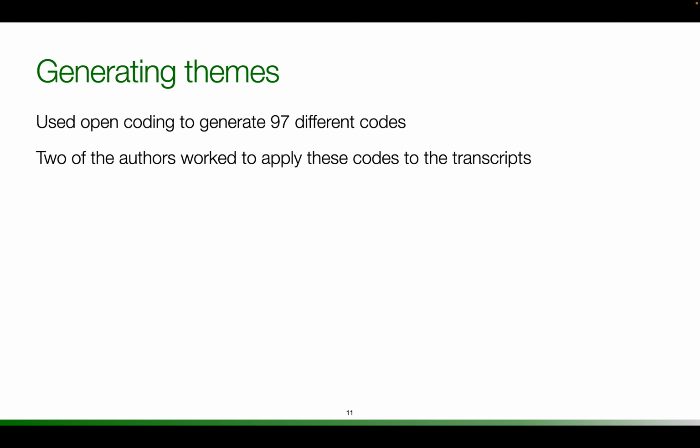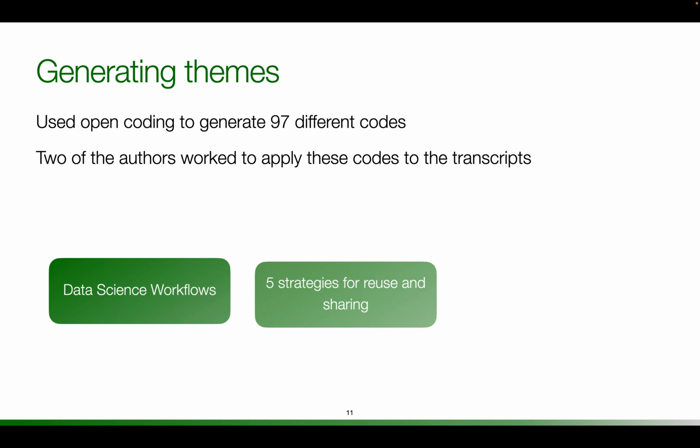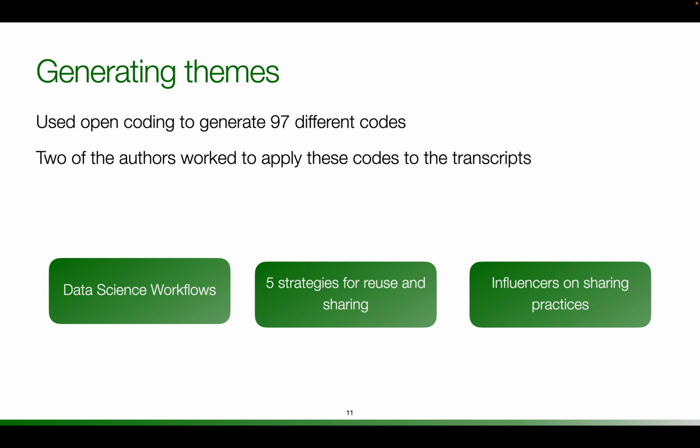To actually generate themes, we used open coding to generate 97 different themes. Then two of the authors worked to apply these codes to the transcripts. And we turned these into three primary areas of themes. So the first are some comments on the practice of data science and data science workflows. Next, we identified 5 strategies for use and sharing that we'll explore. And lastly, some influencers on why people share and reuse analysis code.